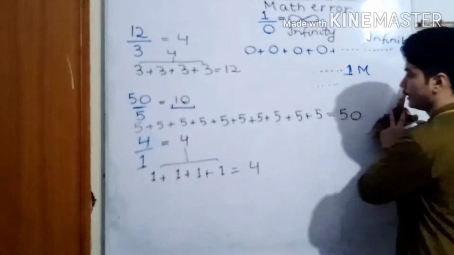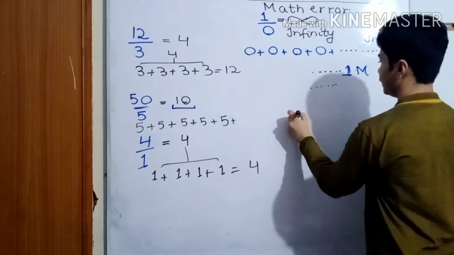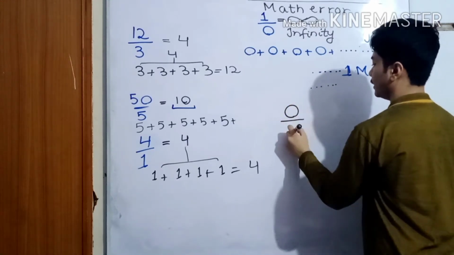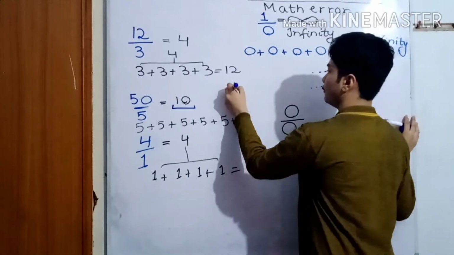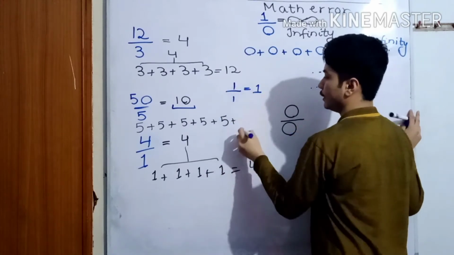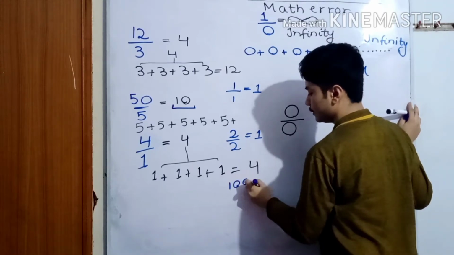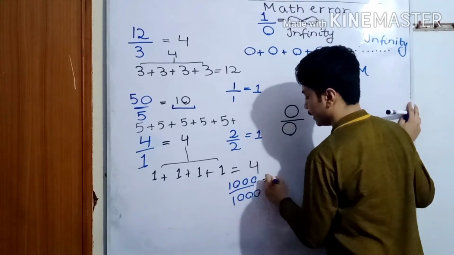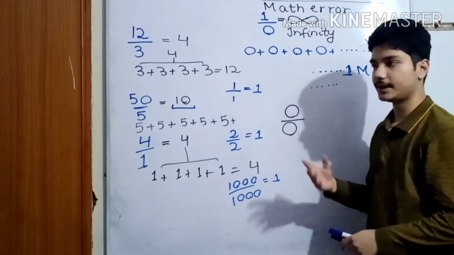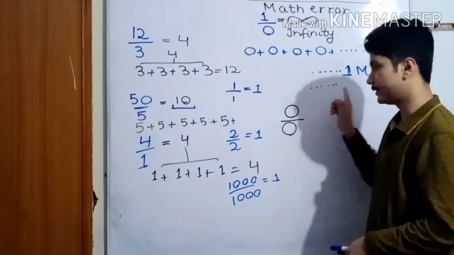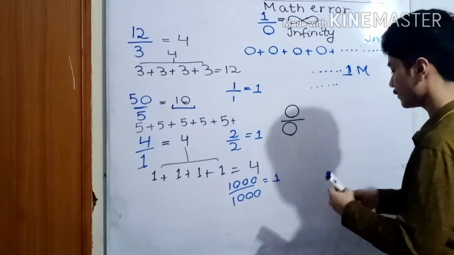If you divide 0 by 0, what happens? For example, this is the number 0 and you are dividing it by 0. Now what happens? We have already seen that when you divide 1 by 1, you get the answer 1. When you divide 2 by 2, you get the answer 1. When you divide 1,000 by 1,000, you get the answer 1. It means that many people think that 0 divided by 0 is equal to 1, but let me tell you something that you don't know about it.